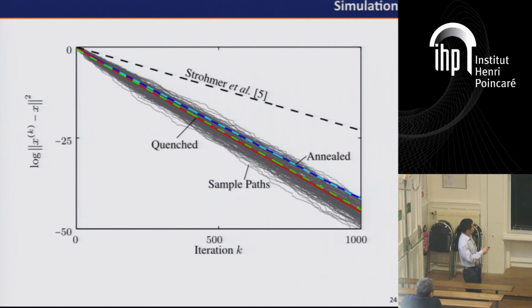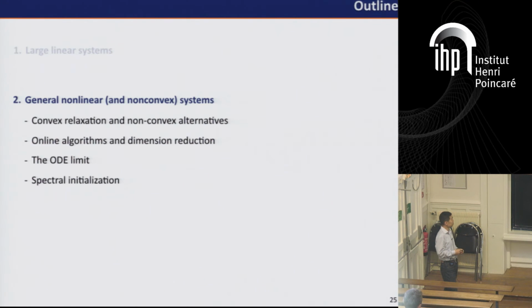But we did the experiment, and we can see that indeed the quenched error exponent is a correction. It matches the typical performance of these algorithms better than what the annealed or the MSE formula predicts. Okay, but there's still an open question in terms of how you would be able to compute the true quenched error exponent as we defined it in this way. All right, I want to move on to the second part, which is about nonlinear problems and more general systems, including non-convex systems.